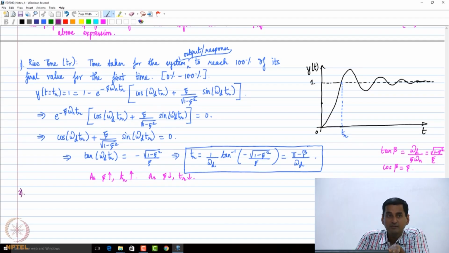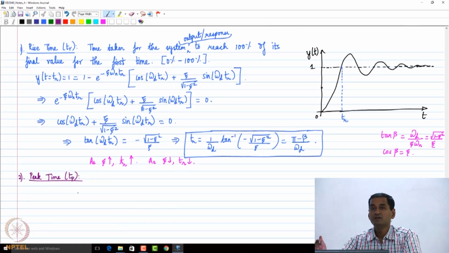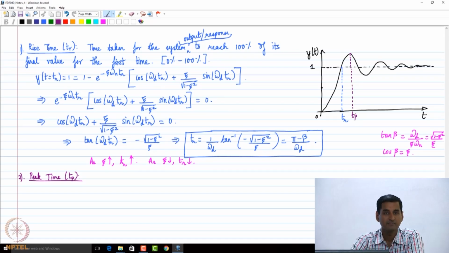What is the second parameter that we can obtain? The second parameter which we are going to get is what is called the peak time, TP. So what is the peak time? The peak time is that instant of time at which the output reaches the first peak of its overshoot. This is TP.